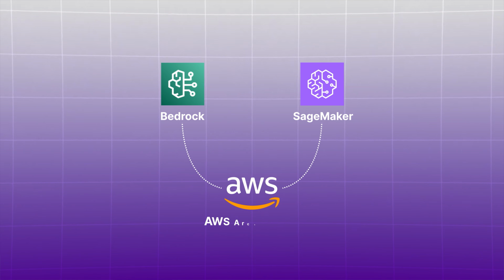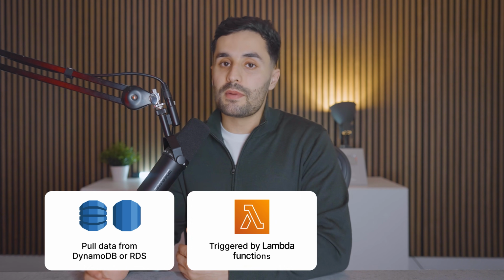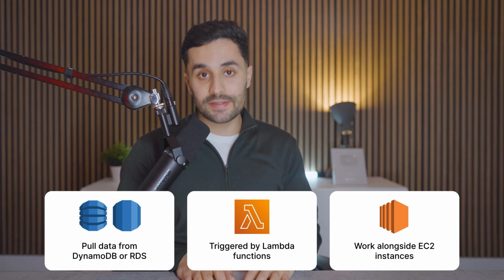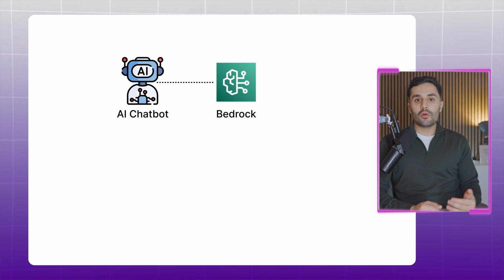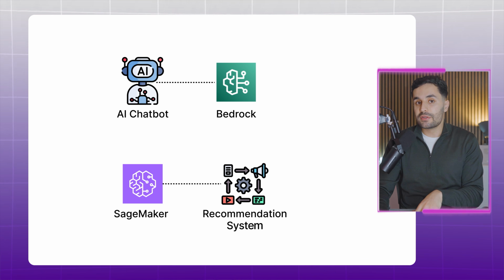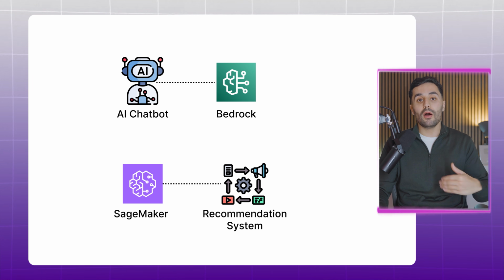And the best part, both Bedrock and SageMaker integrate seamlessly with the AWS infrastructure that we've already set up. They can pull data from DynamoDB or RDS, be triggered by Lambda functions, or work alongside your EC2 instances. This means you don't have to reinvent your application's architecture. You can layer AI on top of what you've already built. For instance, you could start small, adding an AI chatbot with Bedrock to improve customer service. As your needs grow, you might use SageMaker to develop a recommendation system that learns from customer behavior over time. And step by step, you can evolve your application into a system that not only handles data, but actively learns and adapts to your users' needs.